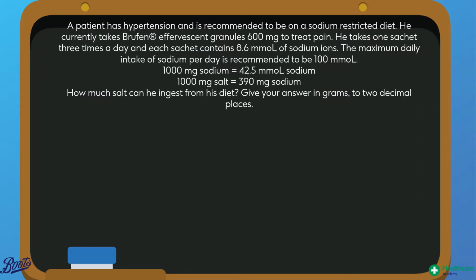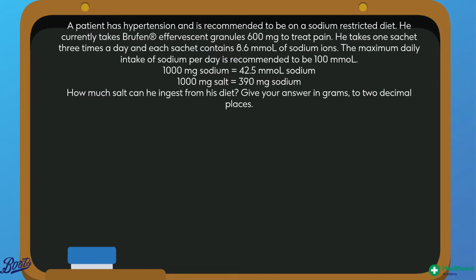Calculations Paper A, Question 20. A patient has hypertension and is recommended to be on a sodium-restricted diet. He currently takes Brufen effervescent granules 600 mg to treat pain. He takes one sachet 3 times a day, and each sachet contains 8.6 millimoles of sodium ions. The maximum daily intake of sodium per day recommended is 100 millimoles.